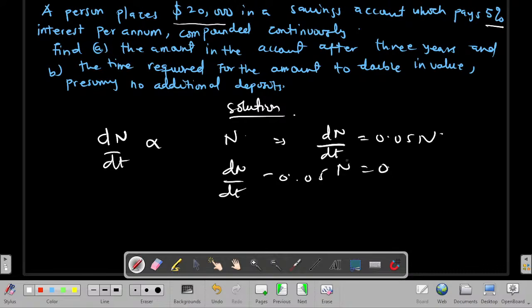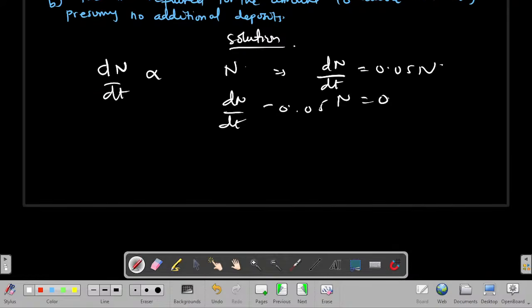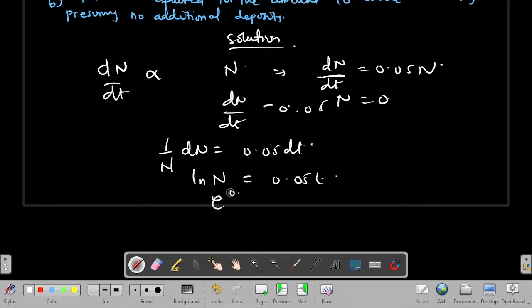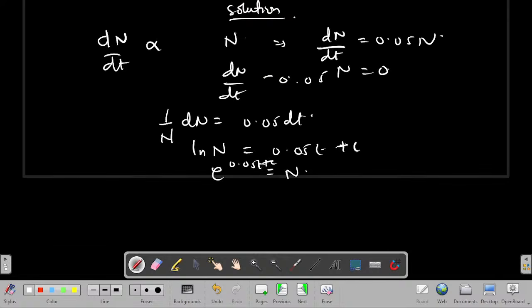So with this in mind, let's use a separable approach and see what you are going to get. If you have a problem like this, what do you do? You separate variables. So I'll end up bringing my 1 over n dn is equal to 0.05 dt, right? Integrating this, I get natural log of n is equal to 0.05 t. But remember that you are supposed to bring plus c after integrating. So here will be plus c, right? So therefore, ln n is 0.05 t plus c.